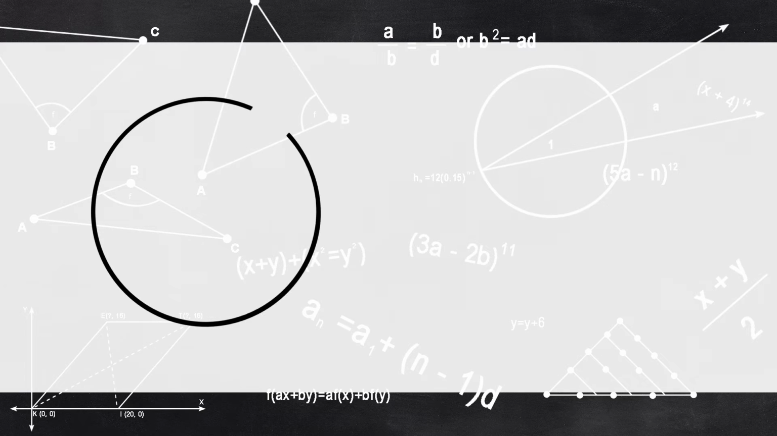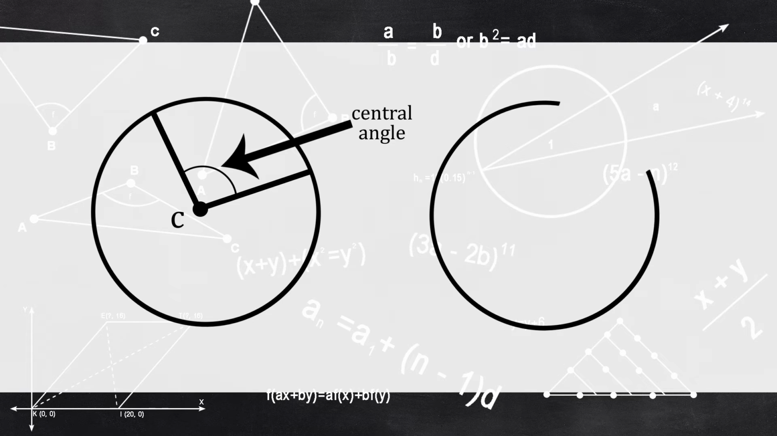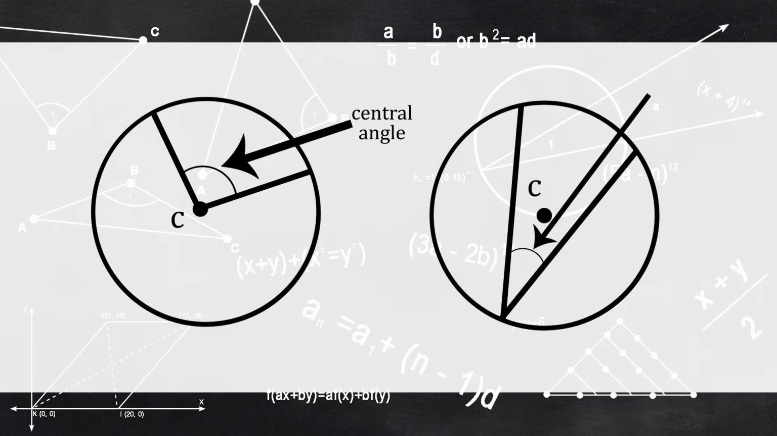The angle formed by two radii of the circle is called a central angle. The angle whose sides are chords of the circle and whose vertex is a point on the circle is called an inscribed angle.